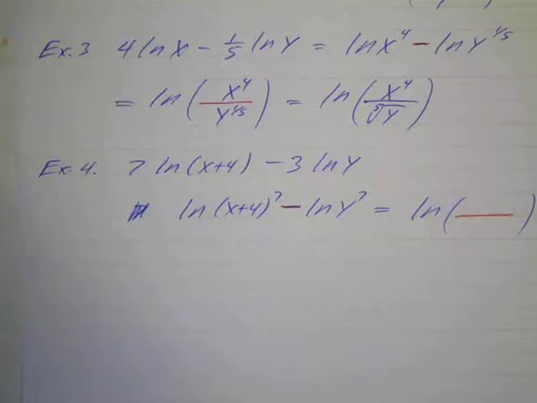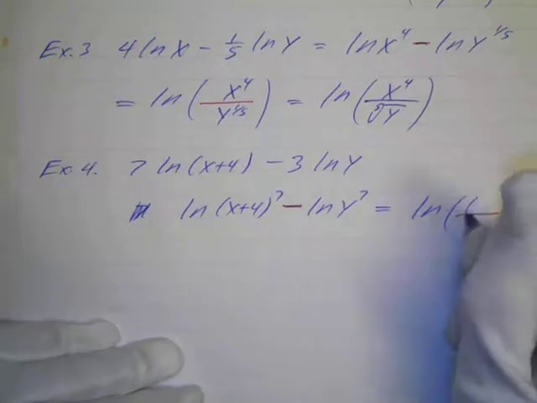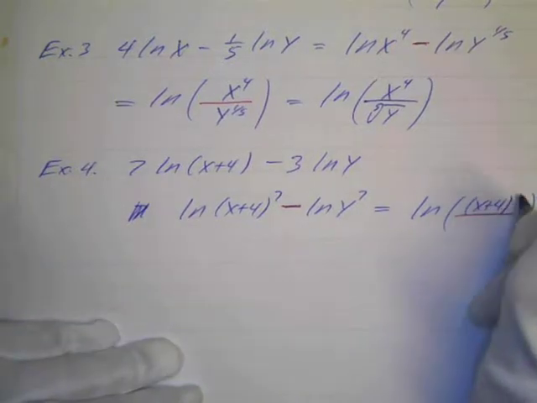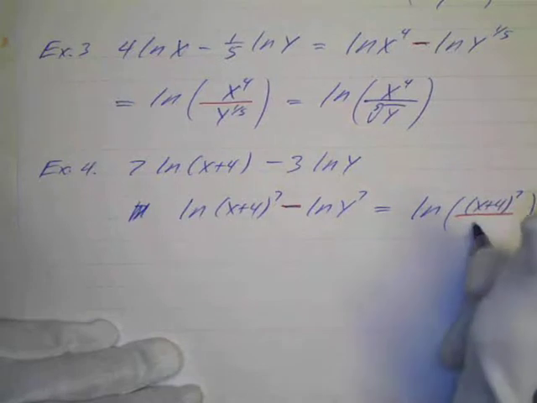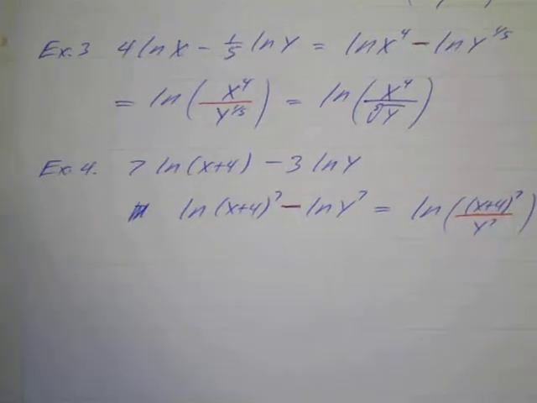And I'm going to have x plus 4 to the 7th on top. And I'm going to have y to the 7th on the bottom. And that's it.